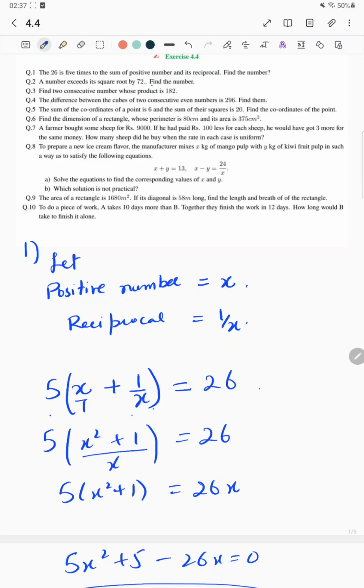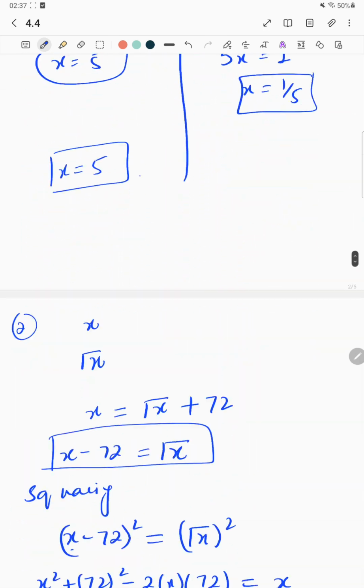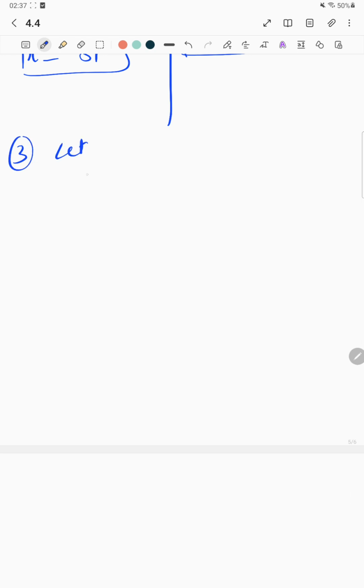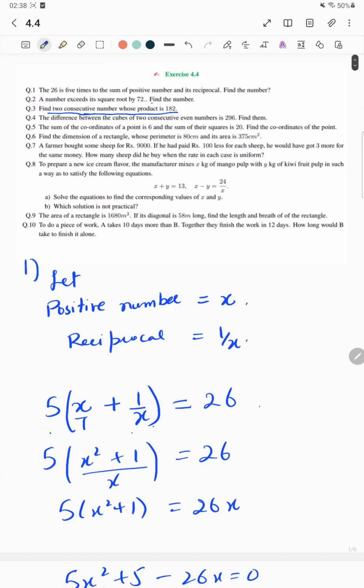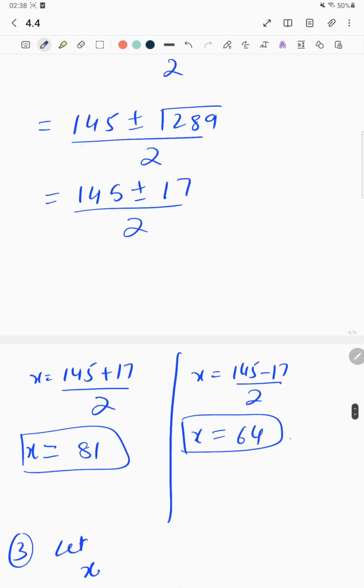Question 3 is: find the two consecutive numbers whose product is 182. So we need to find two consecutive numbers. Let one number be x, and the other number would be x plus 1. What is the question? Two consecutive numbers whose product is 182.